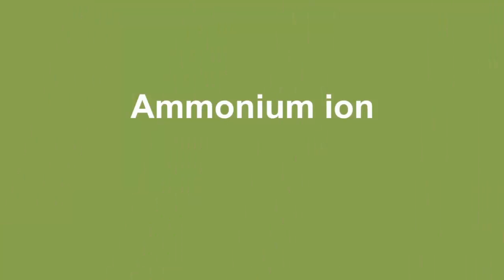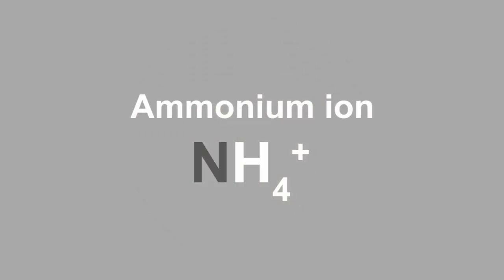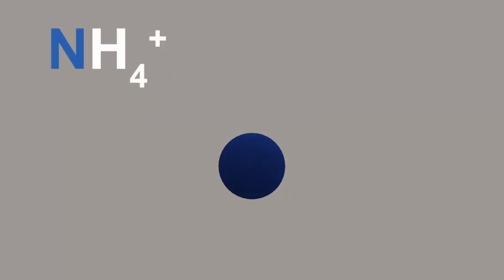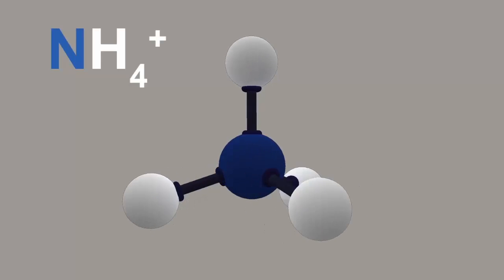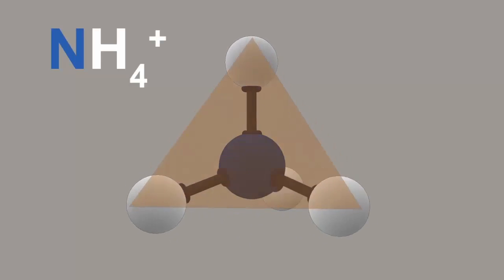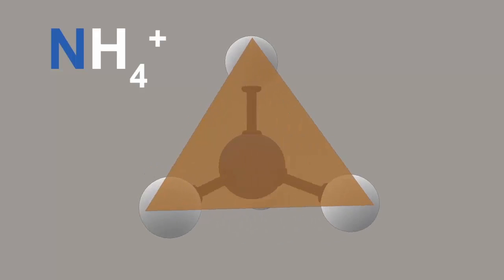You will probably have come across the ammonium ion, NH4+. Pause the video now and try and draw the shape of this molecule. This NH4+ still has 4 bonding pairs around the central atom, and therefore will be another tetrahedral shape the same as methane.